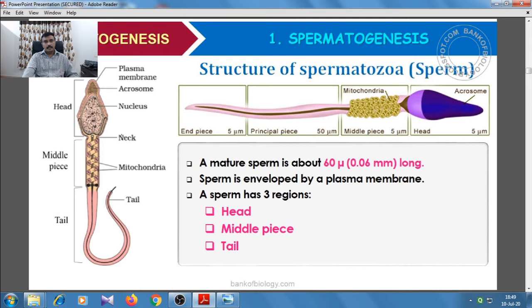I'll be checking it when you come to classes. So draw this diagram today itself.